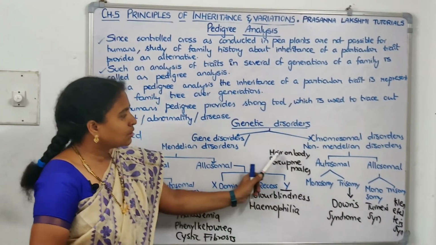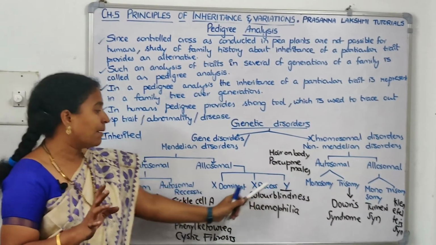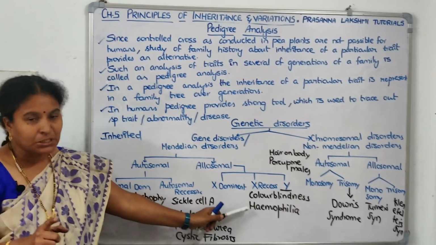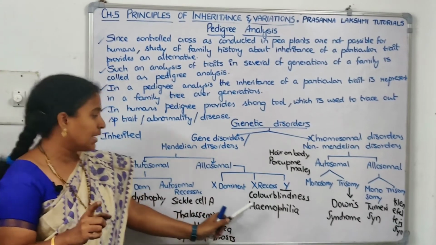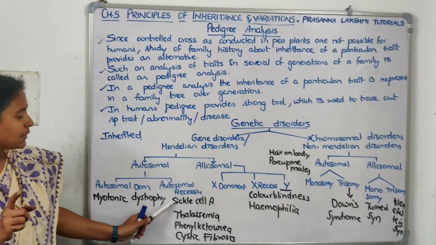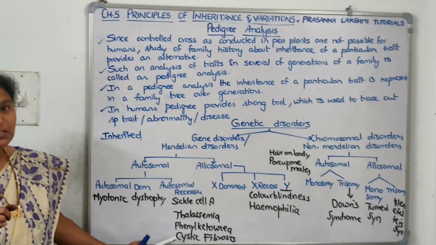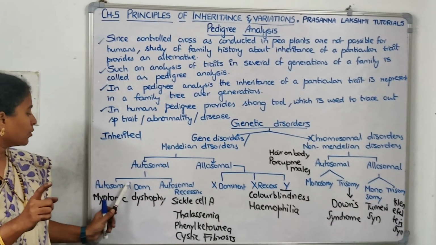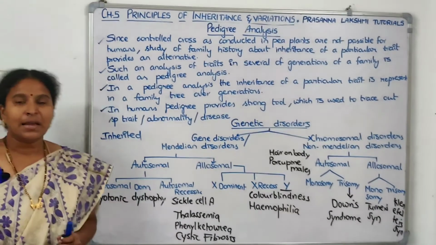For Y-linked disorders, hair on the body and porcupine male are the examples. For X-linked recessive disorders, color blindness and hemophilia are examples. For autosomal recessive, sickle cell anemia, thalassemia, phenylketonuria, and cystic fibrosis are the examples. For autosomal dominant, myotonic dystrophy is an example.